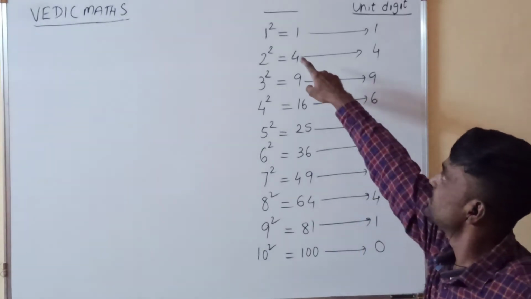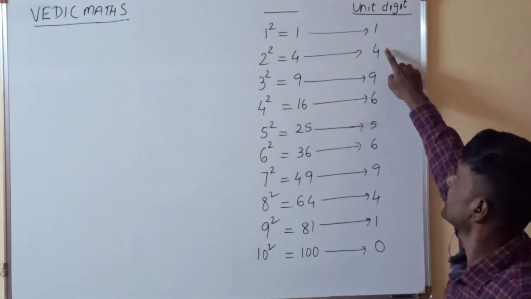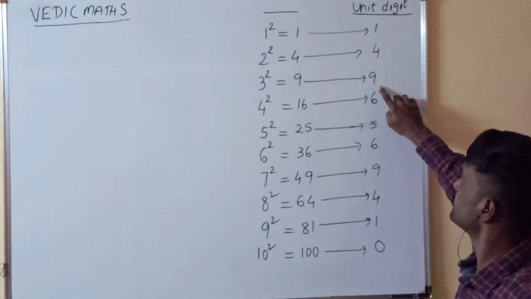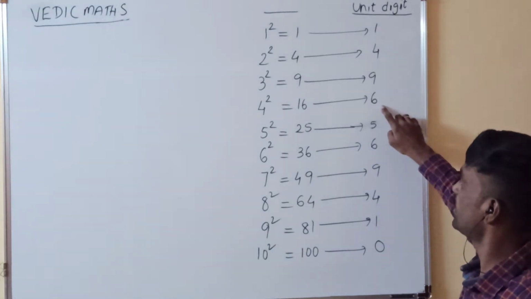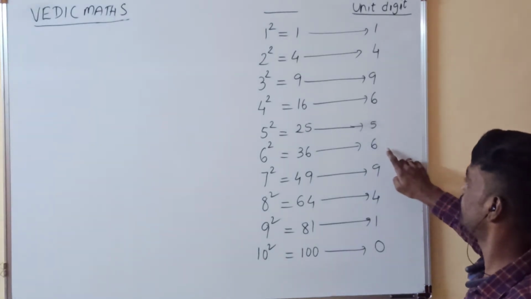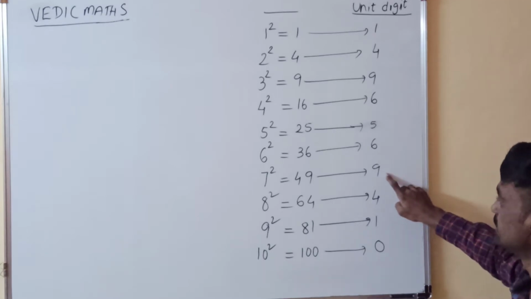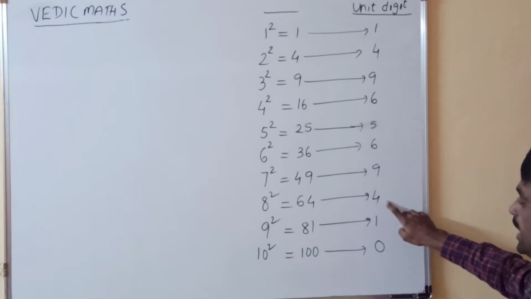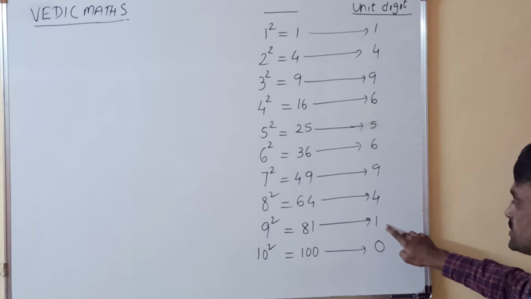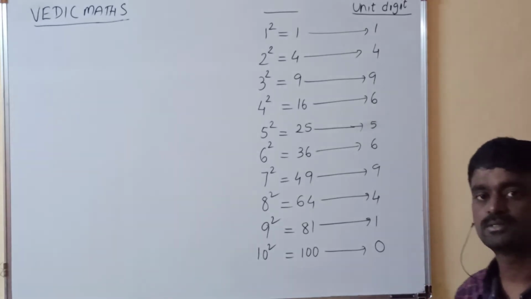So what is the unit digit in 1 square? 1. In 2 square, 4. In 3 square, 9. In 4 square, 6. In 5 square, 5. 6 square, 6. 7 square, 9. 8 square, 4. 9 square, 1. And 10 square, 0.